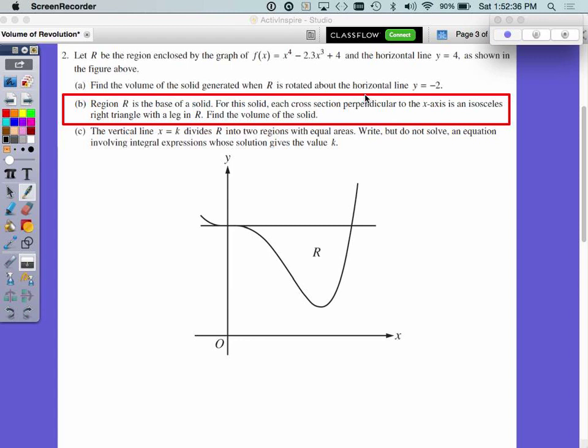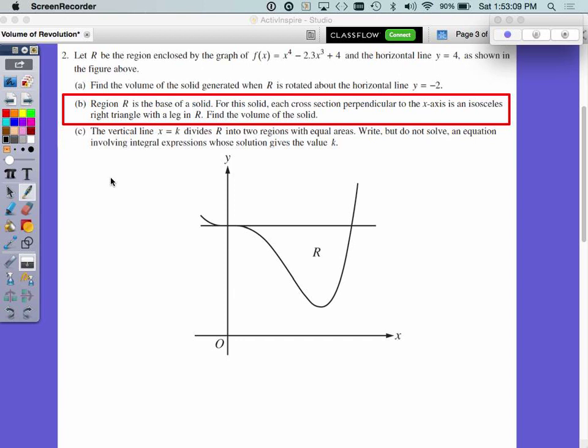So in our previous video, we were looking at problem 2 from the 2014 exam, and in that video we looked at part A of this question. We now move on to look at part B. Part B tells us that the region R, defined previously and given in this diagram, is the base of a solid, and each cross-section perpendicular to the x-axis is an isosceles right triangle with one leg in the region R. We're asked to find the volume of the solid.